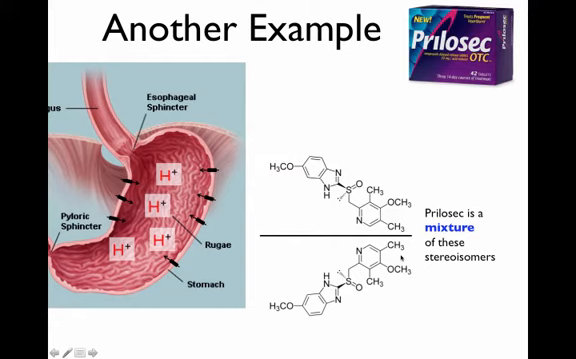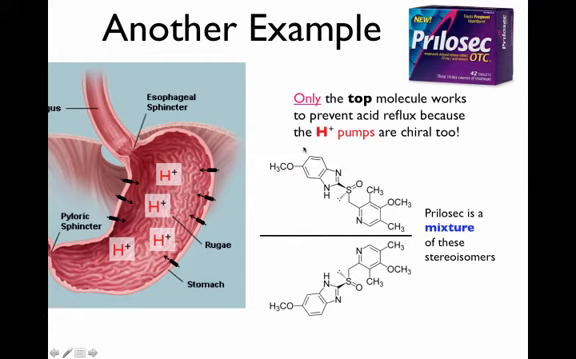The interesting thing is that only the top molecule, only this stereoisomer, works to stop heartburn or acid reflux, because these pumps here also come only either as a left-handed form or a right-handed form. And so the pumps are chiral too. And what that means is, again, you can think of this molecule up here as being something like a left hand, and this molecule down here as being something like a right hand. And the pumps in our bodies only come as left-handed gloves. Because of that, only the left-handed molecule can actually attach to the pump and jam it or shut it off.